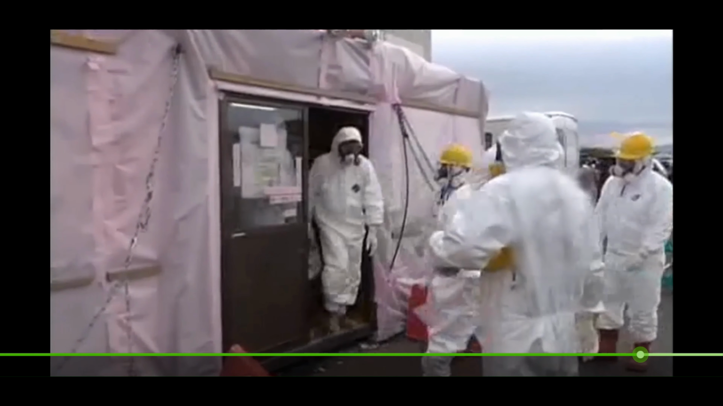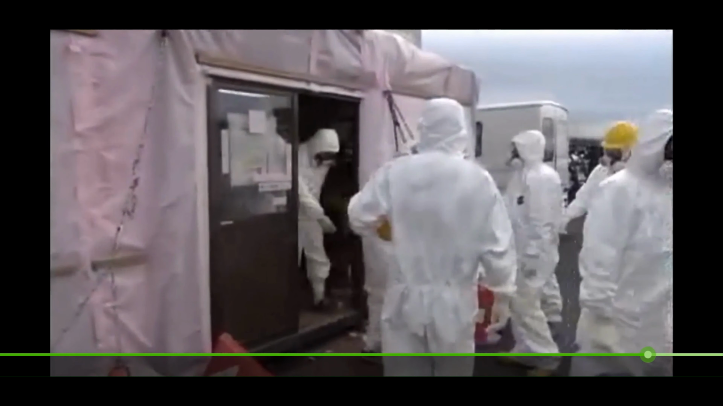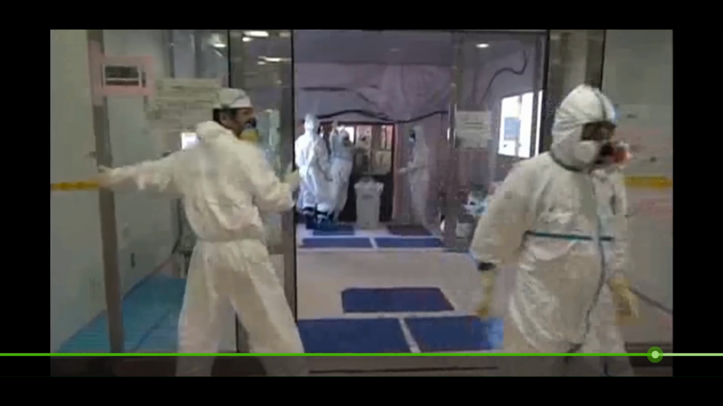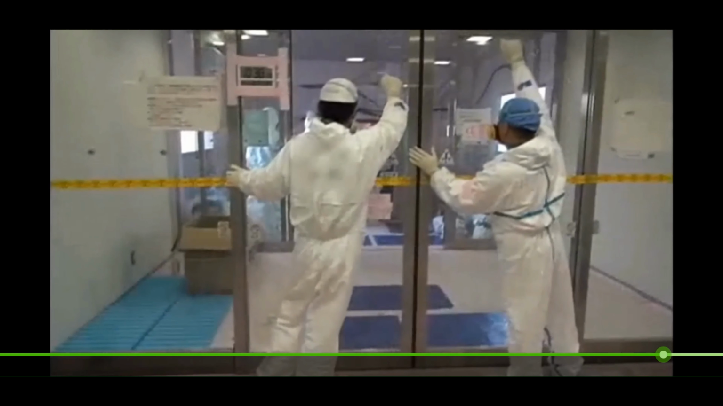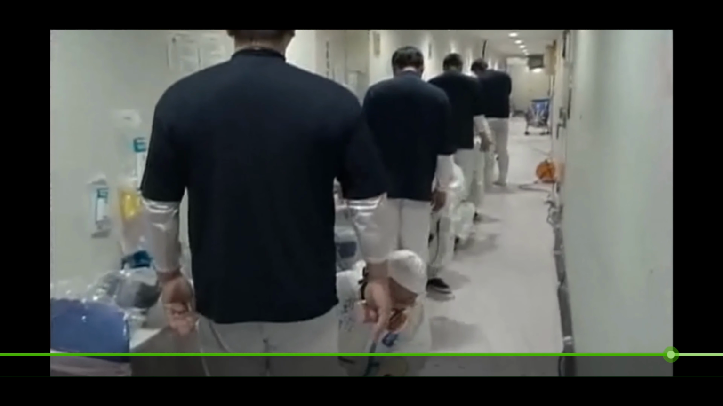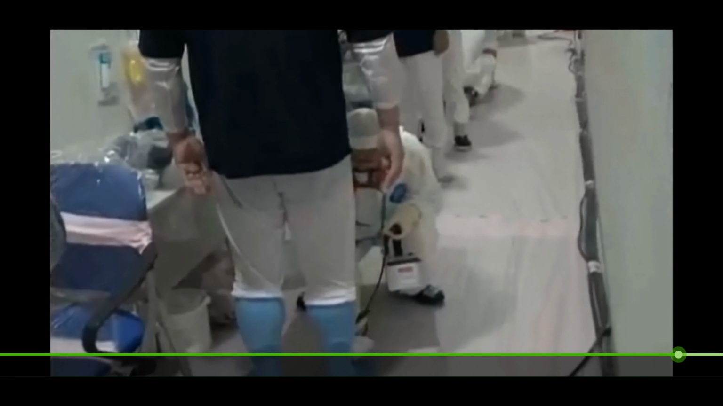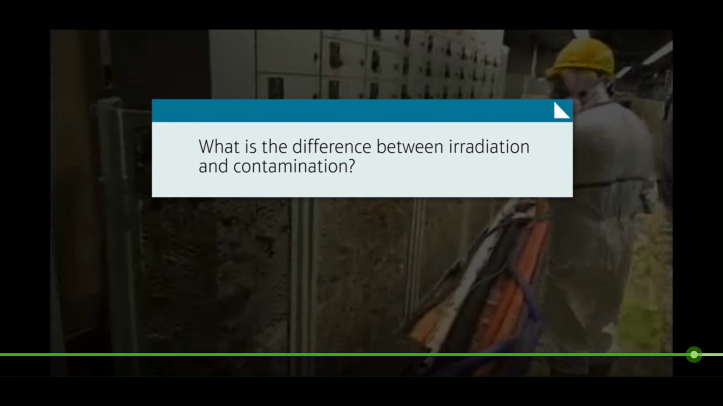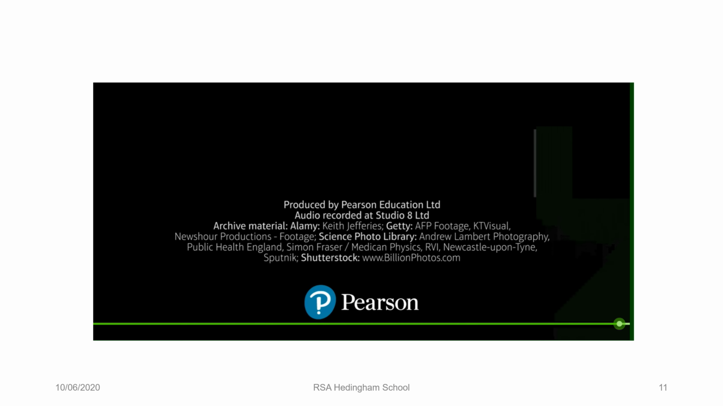When the workers come off duty, they shower in their protective clothing to wash off any radioactive material. This stops their clothing becoming contaminated when they take their overalls off. They are also carefully checked to make sure no radioactive material has got inside their protective clothing.